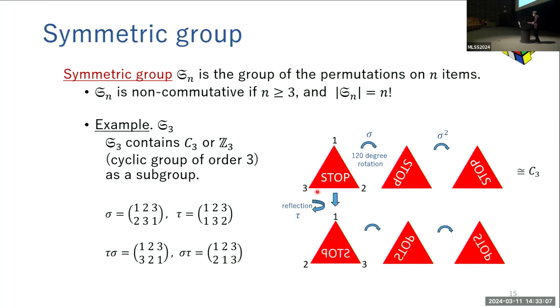However, if we first flip 2 and 3 and then apply sigma, the 120 rotation, this element is different from the previous one. So tau sigma and sigma tau are different. That is the easy example where we can see the non-commutativity of the symmetric group of 3 elements.